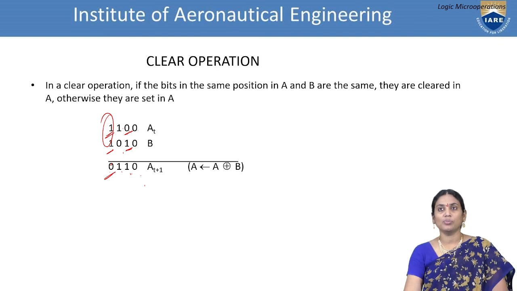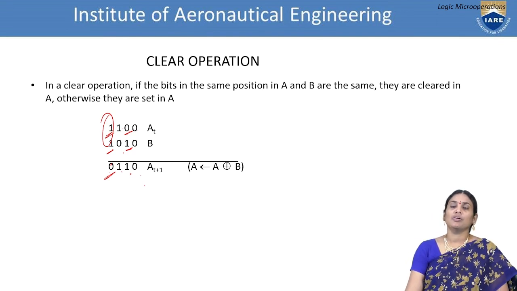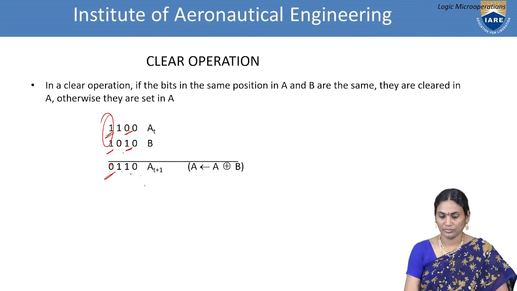And the last one is the clear operation. If the bits in the same position of A and B are the same, then they are cleared in A. Otherwise, they are set as they are. Cleared in A means we are trying to clear those same positions. Otherwise, we are simply leaving it as it is. So we can find that the B value has 1 in the second position, and we are transferring it as it is. In the A value you have 1 in one position, and we are transferring it as it is. But where you find 1s in both positions, we change that into 0. So in this way, we are forming the clear operation.